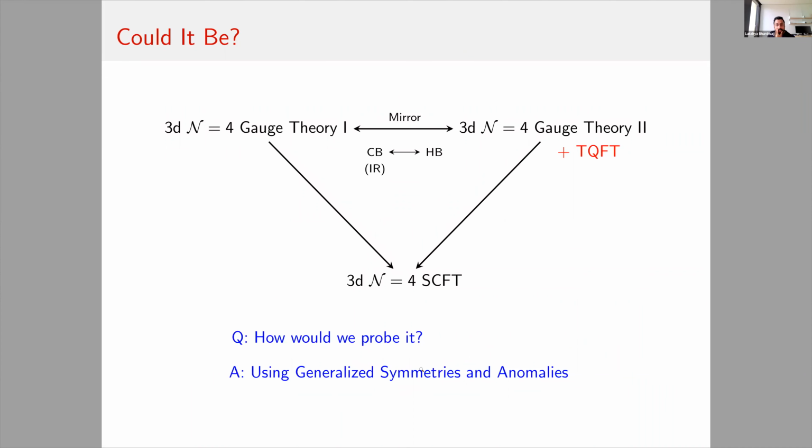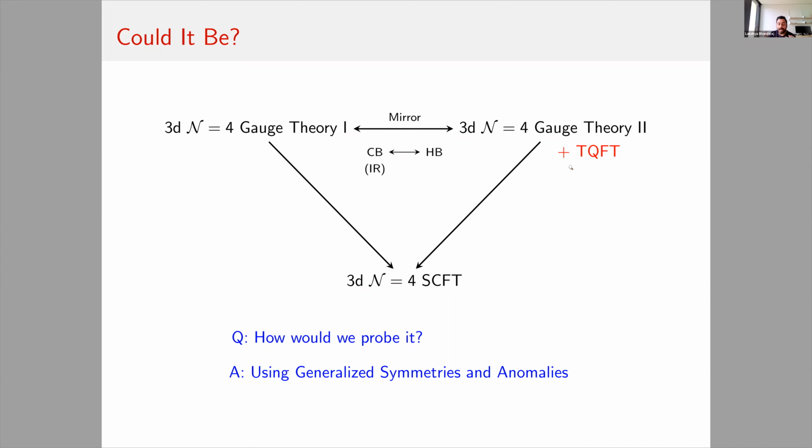So the question that I want to ask today in this talk is: is this mirror symmetry story true on its nose, or could there be some extra discrete modifications? Could it be that on one of the sides, I actually have to supplement the theory by some topological quantum field theory, as I show over here in red, which is in some way coupled to this gauge theory?